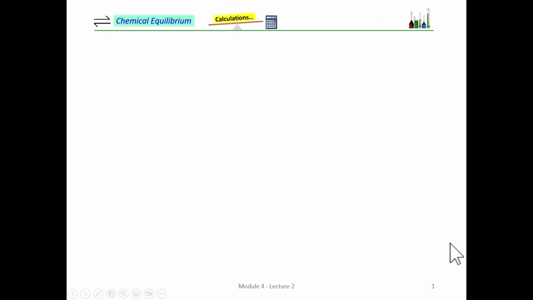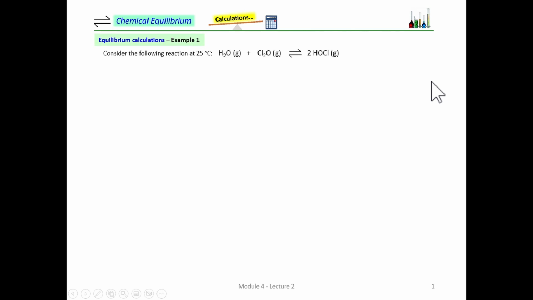In this lecture, we'll spend some time looking at several examples of calculations involving chemical equilibrium. For our first example, we'll look at the following reaction, which does not go to completion, but reaches equilibrium. And this reaction involves water vapor reacting with dichlorine oxide vapor or gas.